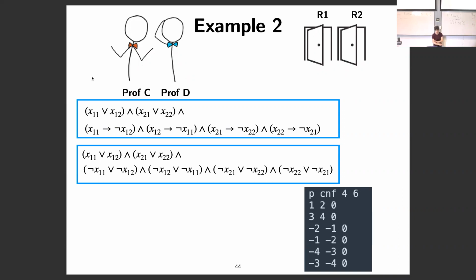Your clauses can be any length. The only rule: think of zero as end of line, and it's a clause per line. I don't know why this was the format chosen. It just is.